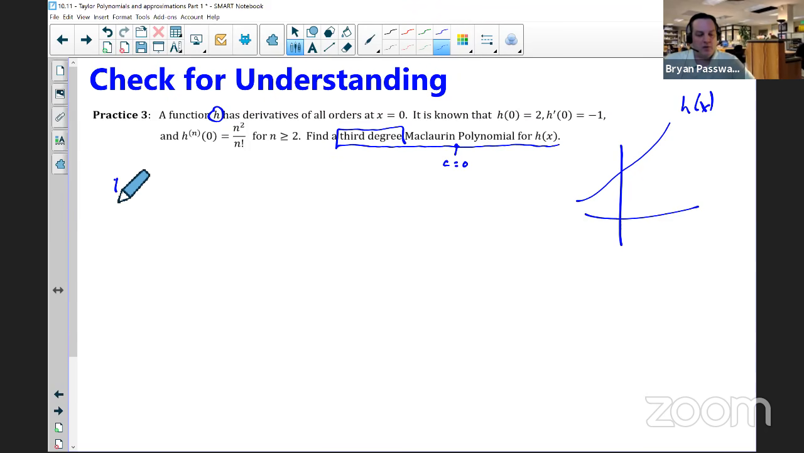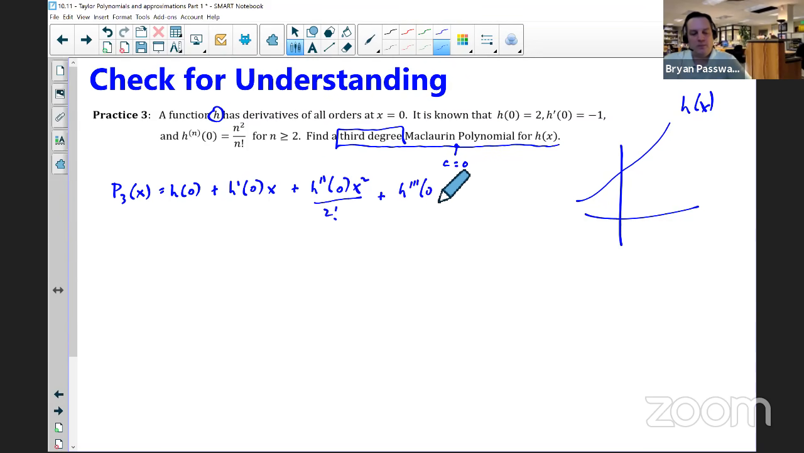Well, going back to our formula for a Taylor polynomial, in this case, actually, I don't have to say p sub n. We know we're doing a third degree. It's going to be p sub 3, right? Our polynomial is going to be f, or in this case, h, right? We're using our function of h. H of 0, we're using the center, plus h prime of 0 times x, plus h double prime of 0, x squared over 2 factorial, plus h triple prime at 0, x cubed over 3 factorial. This is the formula that we showed in that box, right?